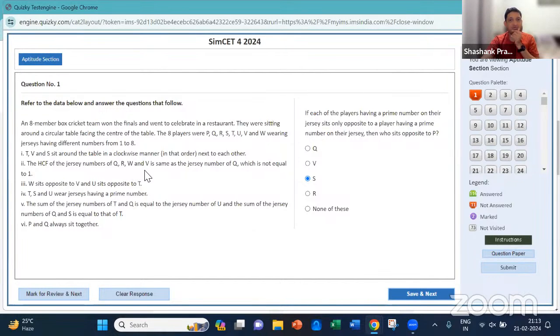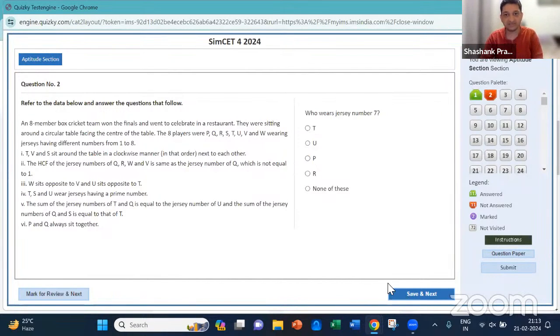Q, R, V, W, and V has the same HCF as the jersey number of Q, which is not equal to 1. So I think it is 2, 4, 6, 8, because it is not 1. So 2, 4, 6, 8 are Q, R, V, W. Q has to be 2. That means P has to be the prime number that we are talking about. And that's why P should be opposite to S. Yeah, I think this is right.